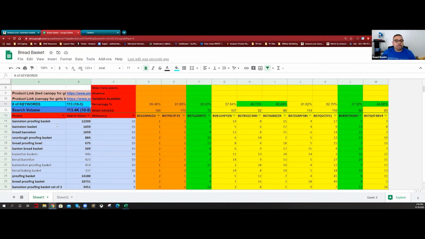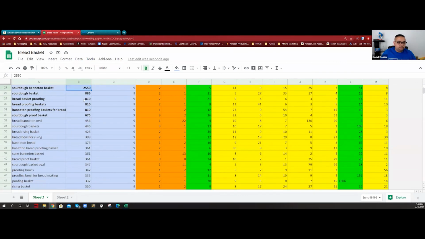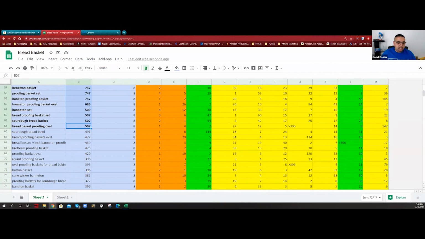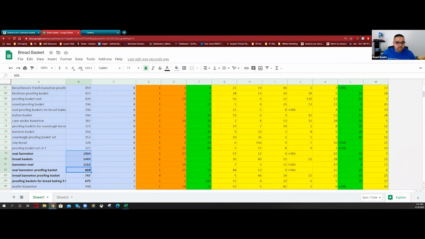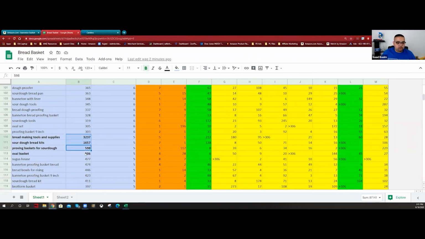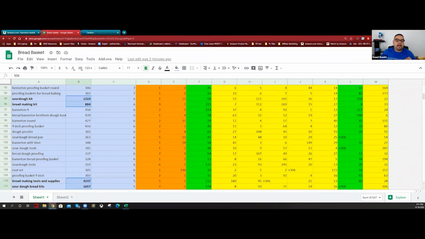So if I look at here, I have 1, 2, 3, and so on, counting up to 45. So I have 45 keywords, a total of 87,000 searches, that are very highly related to my product.